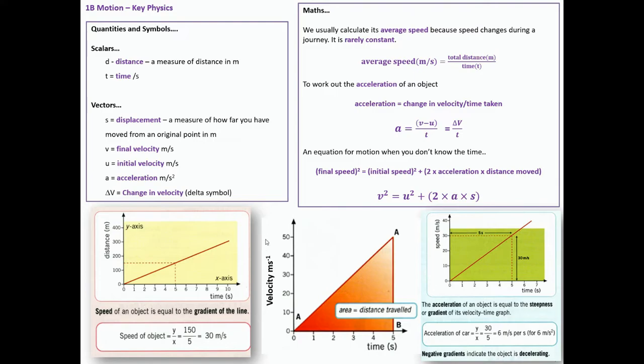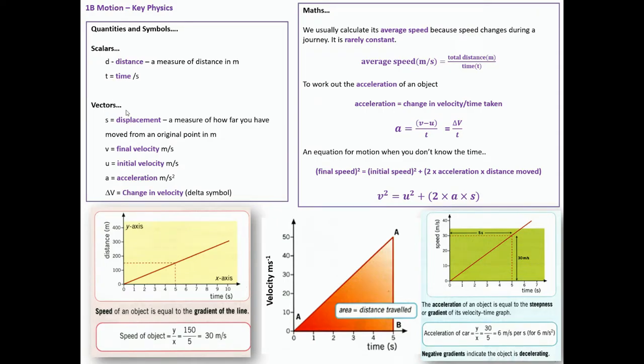Okay, so this is another iGCSE introductory topic video. It's 1B motion that we're looking at, key physics. So what have we got then? We've got quantities and symbols. You need to know D is a measure of distance in meters, time is time in seconds. So pretty straightforward, T for time, D for distance. But then it gets tricky.